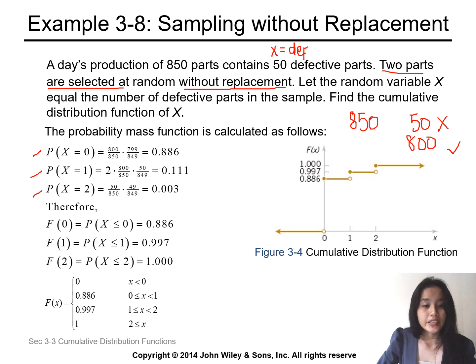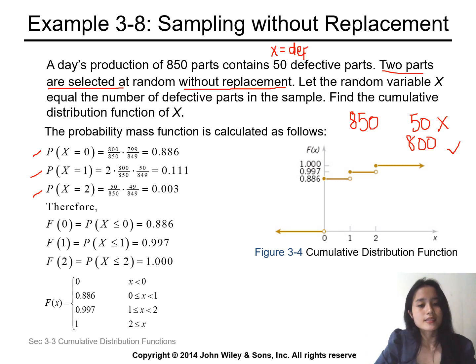At X equals 1, we multiply by 2 since we select twice, times 800 over 850, because in the first selection we got a non-defective part, times 50 over 849 since in the second we got a defective one, and the total is one less because of no replacement. The answer to that is 0.111.